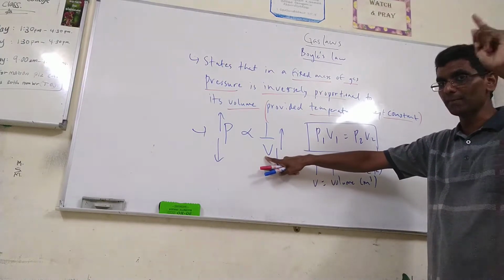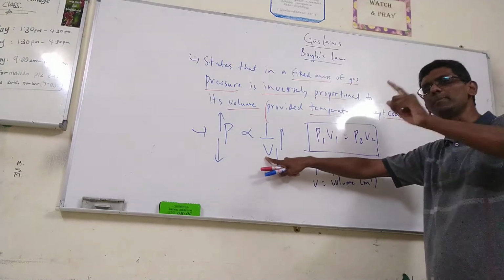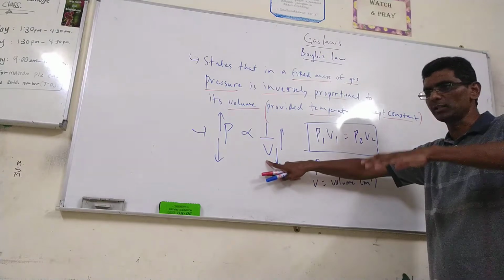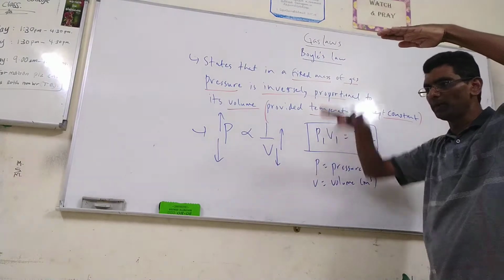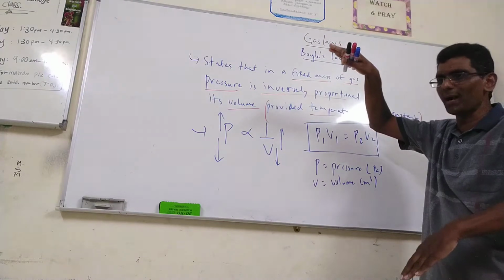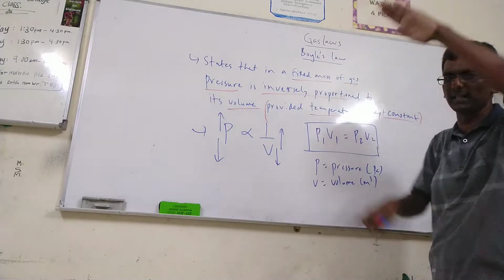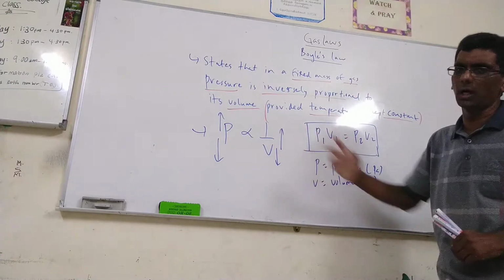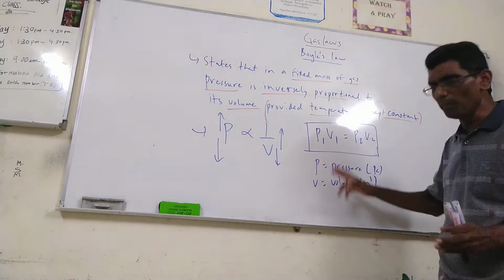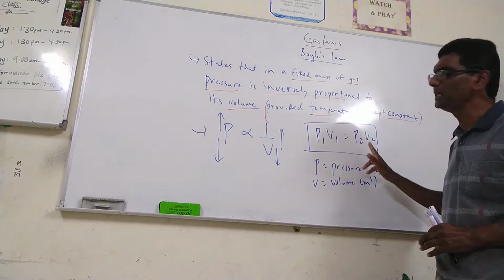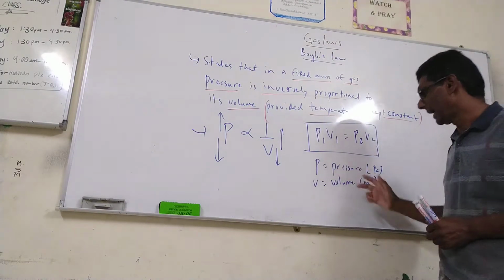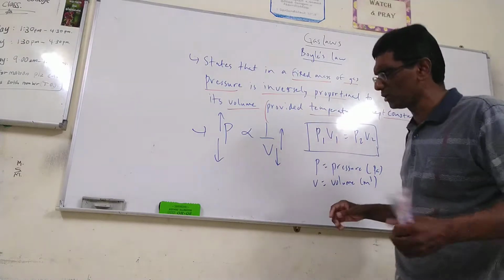Boyle's law says pressure is inversely proportional to volume. That means if pressure increases, volume decreases, and if volume increases, pressure decreases. One increases, one decreases, so that is called inversely proportional. The formula is P1 V1 equals P2 V2, where P is pressure and V is volume.